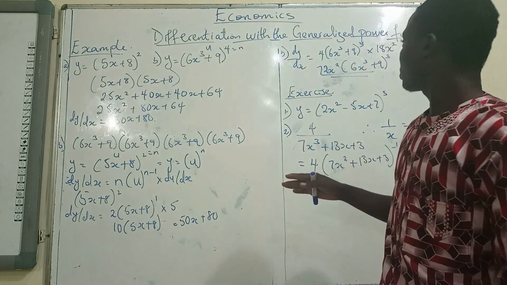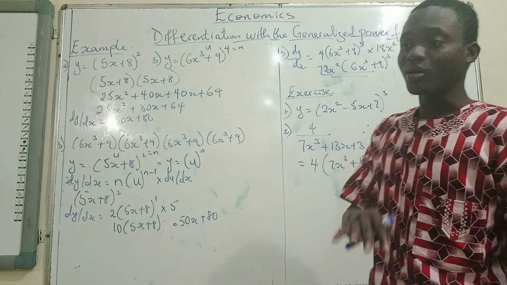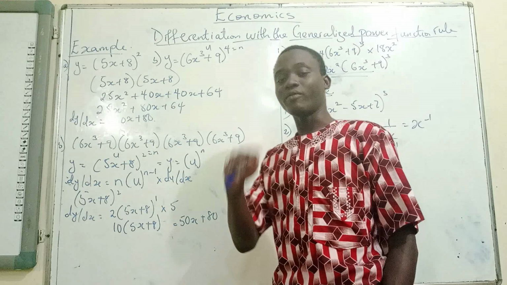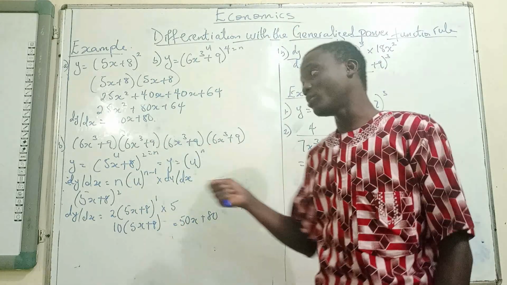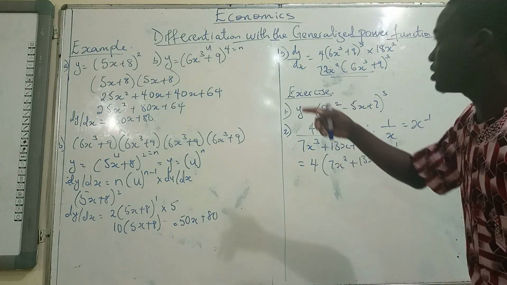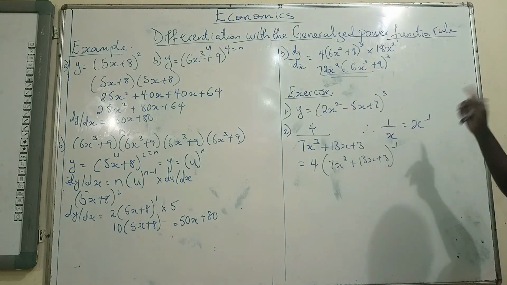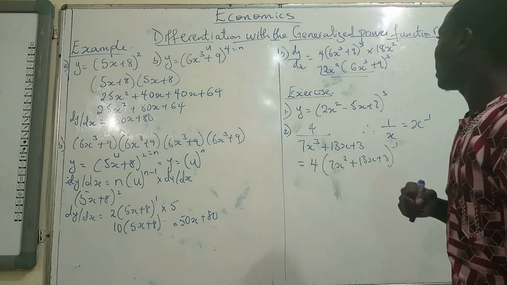Now the third class was about, we've had four now. The third class was about the quotient rule. So when you have a denominator and a numerator, you apply the quotient rule to solve that. Now this should be the first class. Now the first class is talking about differentiation with the generalized power function rule.